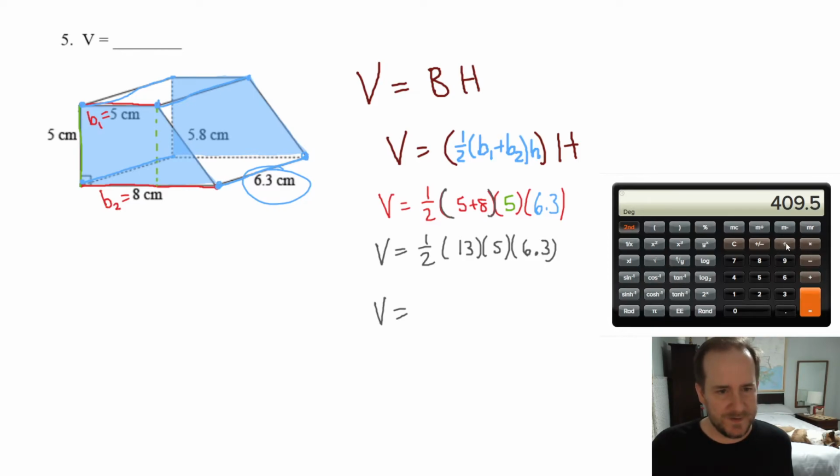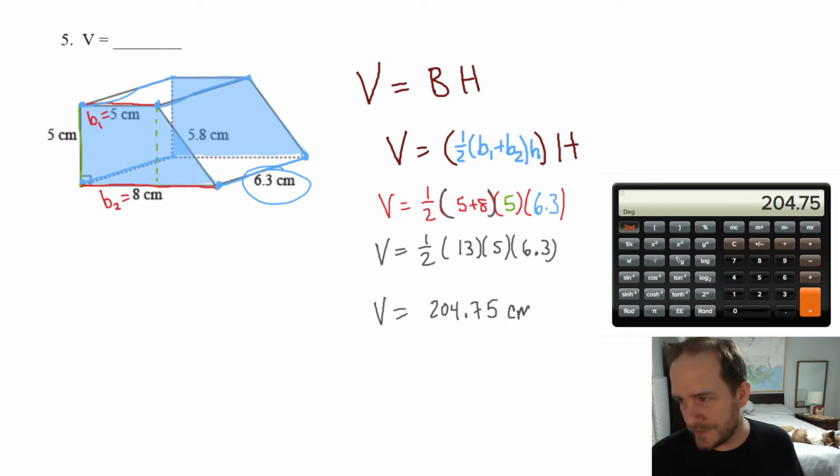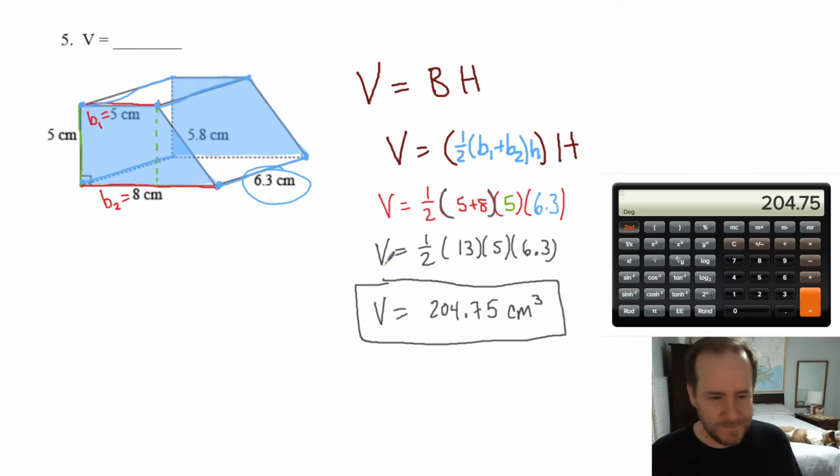So I can either divide by 2, but with a half, you guys should also know you could multiply by 0.5, right? That's another way to do this. Hit equals, and I'm getting 204.75 as my answer. And remember, 2 decimal places is what I asked for. So if you have more than 2, round off to 2, but don't ever give me less than 2. And these are going to be cubic centimeters. So there's the answer for number 5.